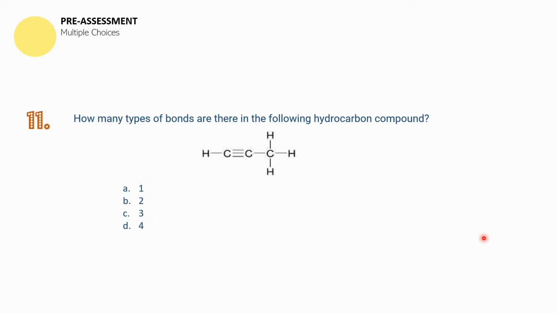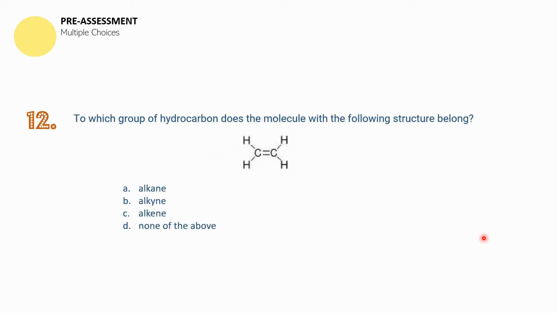How many types of bonds are there in the following hydrocarbon compound? A, 1. B, 2. C, 3. D, 4. Pause this video if you need more time. If you have decided to continue, let us move to question number 12. To which group of hydrocarbons does the molecule with the following structure belong? A, alkane. B, alkyne. C, alkene. D, none of the above.